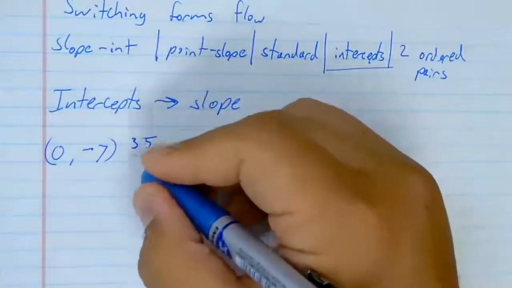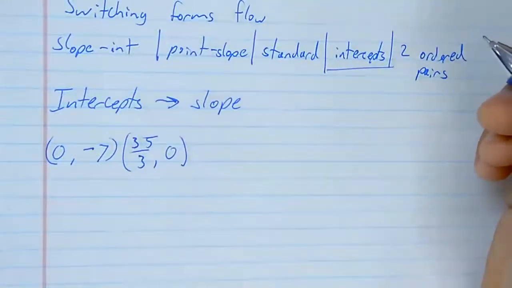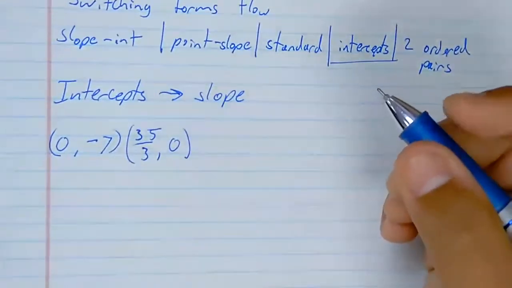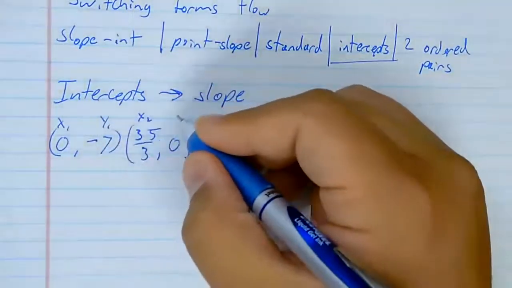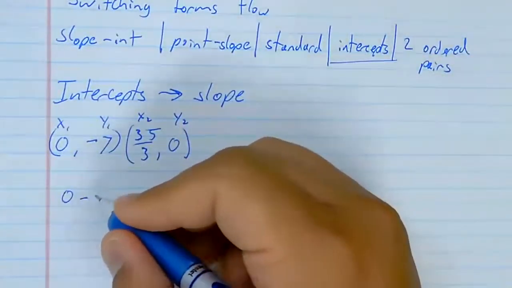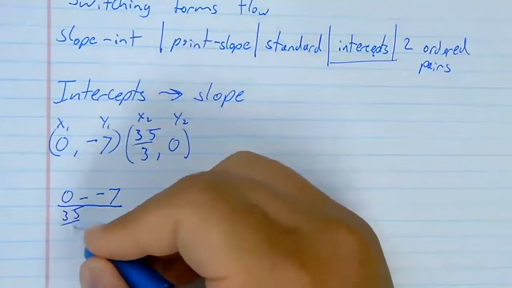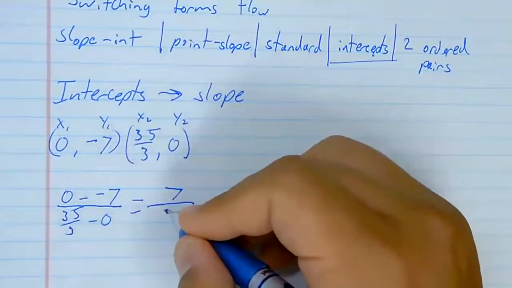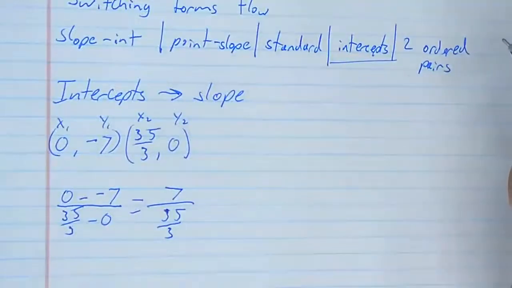and (35/3, 0). We know that the slope formula is y2 minus y1 over x2 minus x1. So we have x1, y1, x2, y2. This is going to be 0 minus -7 over 35/3 minus 0. This is 7 over 35/3. Now this may seem confusing, but remember, we're just dividing by a fraction here.